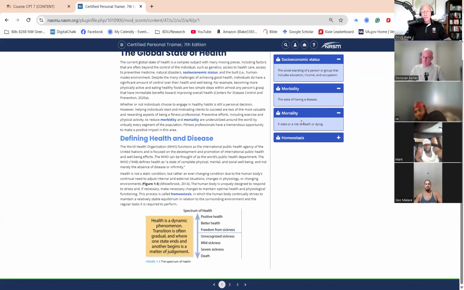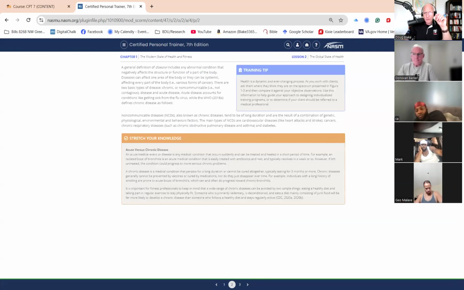By the way, being educated on this material can be very helpful when you're talking to clients, believe it or not. What is homeostasis? The process by which the human body strives to maintain a relatively stable equilibrium. Again, chapter 1 is giving you information that you will need to know later on as we move through it.